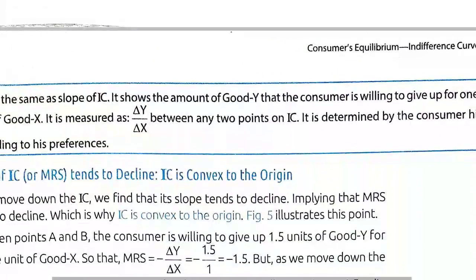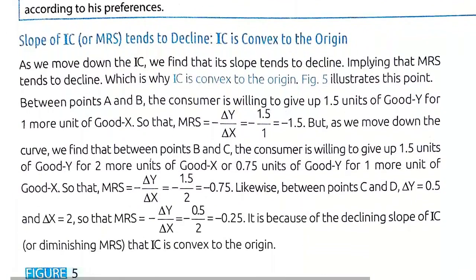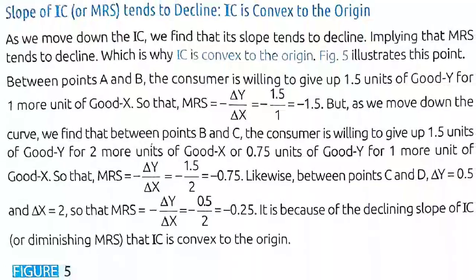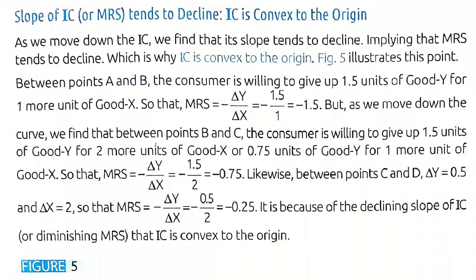So let us come to the next point. Slope of IC tends to decline. We discussed just now that it is convex to the origin. Indifference curve is convex to the origin because of declining MRS. MRS is marginal rate of substitution, and substitution is sacrificing one commodity to increase consumption of another commodity.